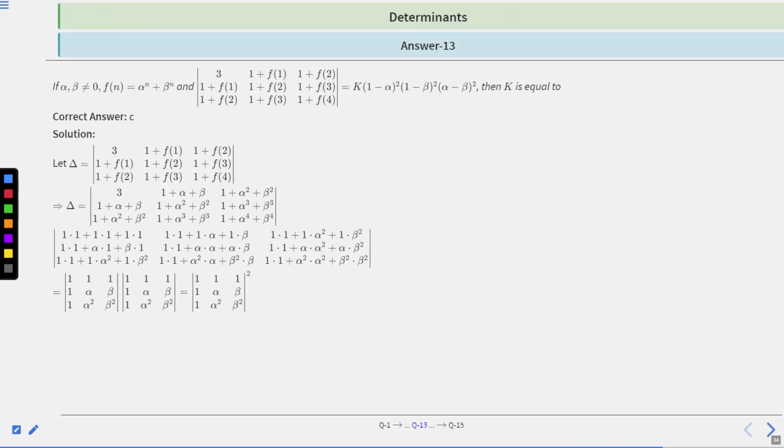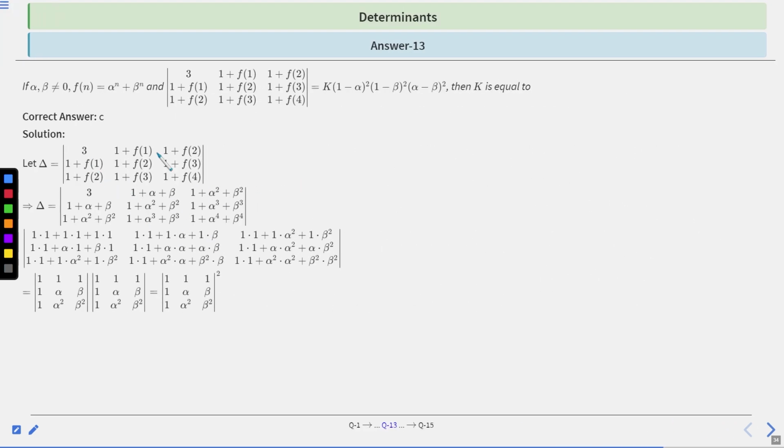Okay, let's move to the solution part. Delta is basically this. Now put the value of Fn, alpha to the power n plus beta to the power n. So you can calculate the value of F1, F2, F3, F4. Put the values of F1, F2, F3, F4 in terms of alpha and beta, and you will get delta as this determinant. Now let's break this. 3 can be written as 1 into 1 plus 1 into 1 plus 1 into 1. 1 alpha beta can be written as 1 into 1, 1 into alpha, 1 into beta. And similarly, all the terms are written as the product of two determinants.